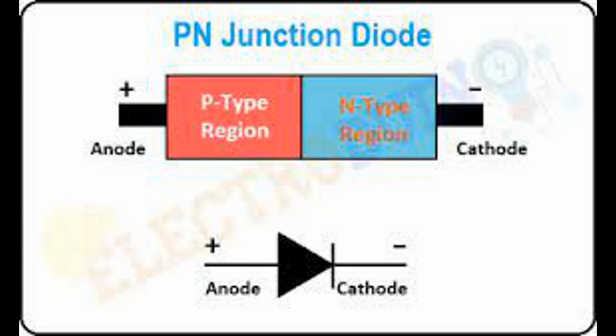Clipping and clamping are two common applications of diodes in electronic circuits, and they are often used in signal processing and waveform shaping. Let's explore these concepts. Clipping. Purpose. Clipping is used to limit the amplitude of a signal by removing or clipping off portions of the waveform that exceed a specified threshold.